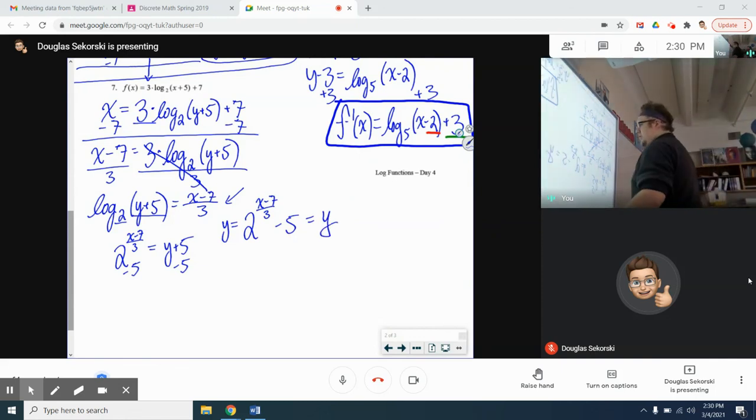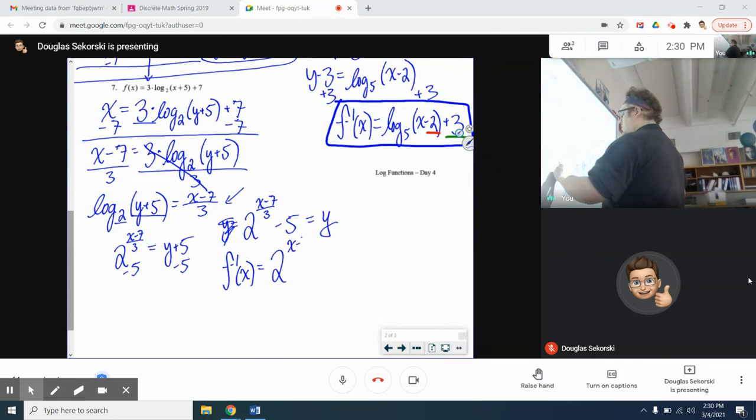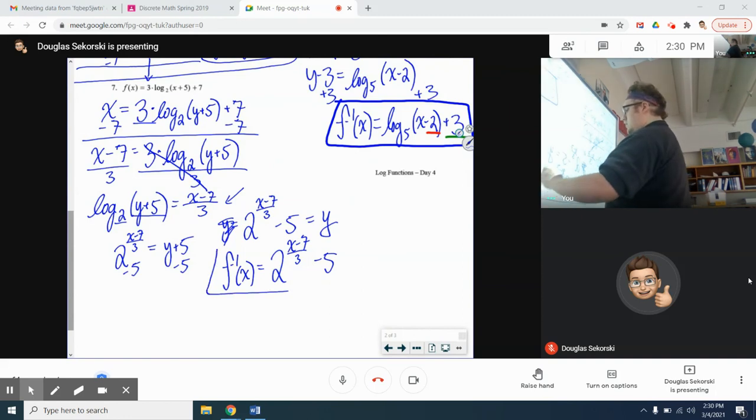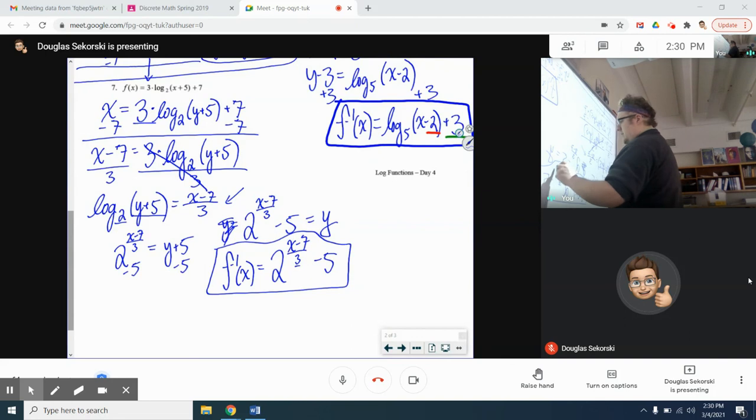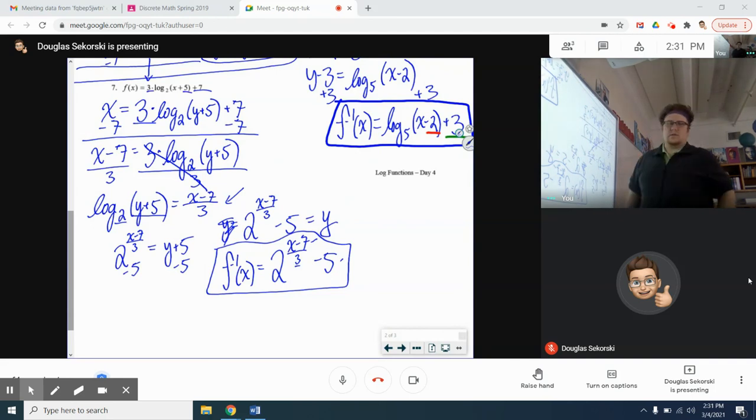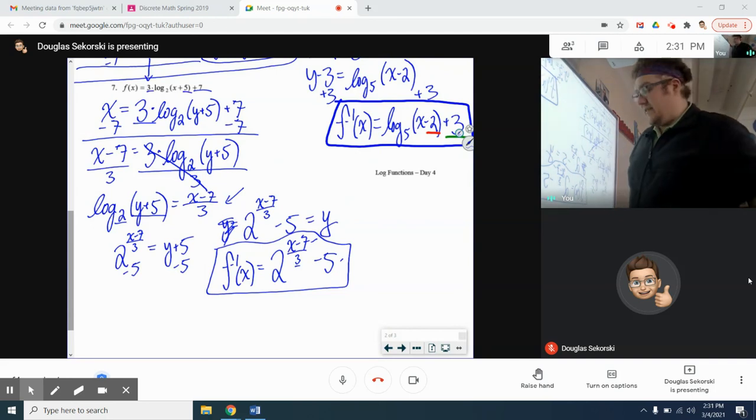And the only thing I would change there is the notation. We have to have inverse notation. So there's the dividing by 3, there's the minus 7, and there's the minus 5. That's compared to the plus 7, plus 5, and times 3. So that would be the inverse for number 7.